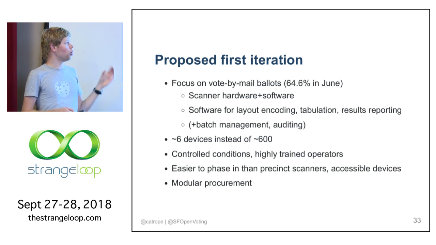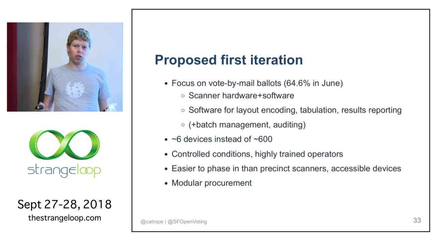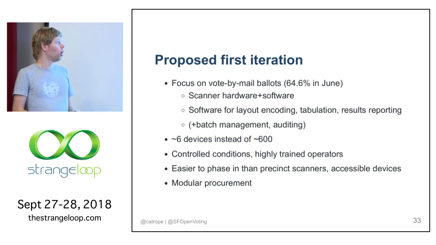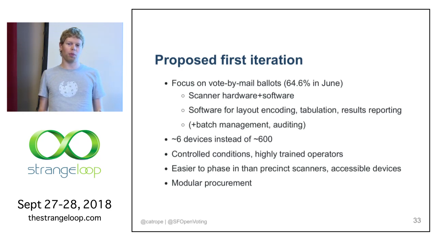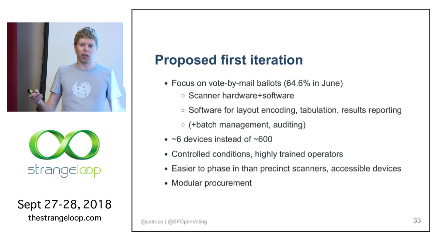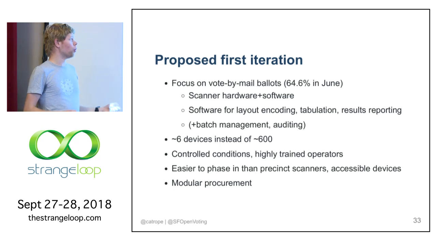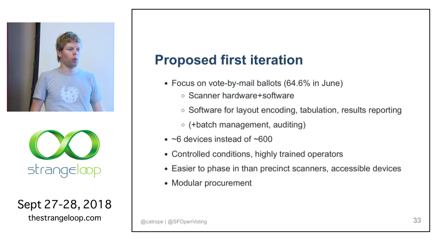But the appeal of this is that you only need to roll this out on about 4 to 6 devices instead of like 600 devices, because you're not doing polling places. And your 4 to 6 devices are going to be in the basement of City Hall, operated by a select group of trained people, rather than located in random parking garages where they're going to be operated by everyday people and just literally random voters who walk in. So it's a lot easier to get this kind of stuff right, where you can train the people.